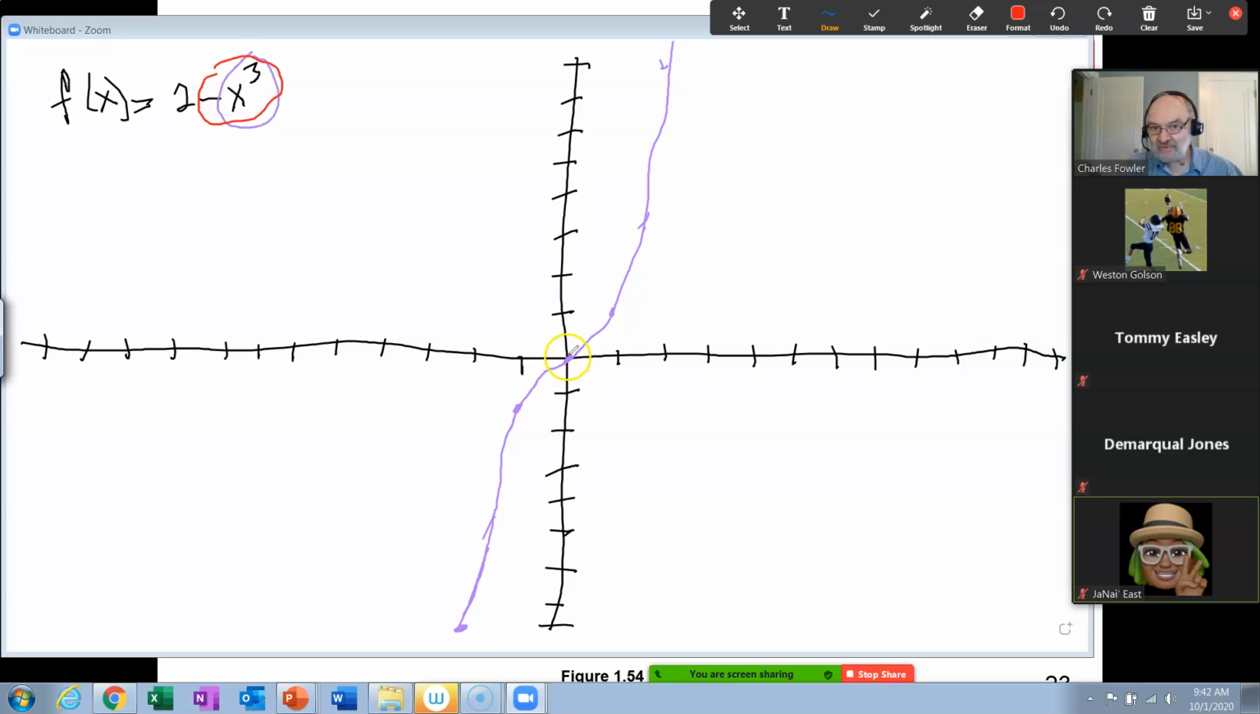So the negative of 0 is 0. The negative of plus 1 is going to be minus 1. The negative of minus 1 is going to be plus 1. And the negative of plus 8 is going to be minus 8. And the negative of minus 8 is going to be plus 8. So here is the minus x cubed. That's a pretty ugly drawing, but something like that.